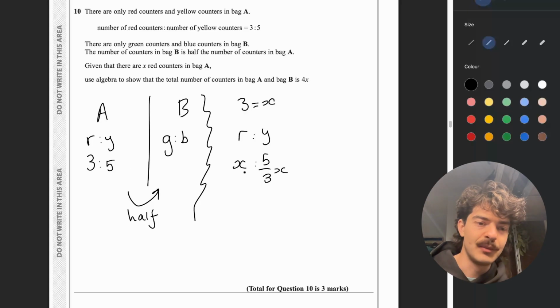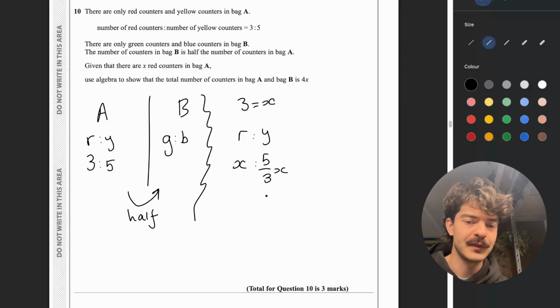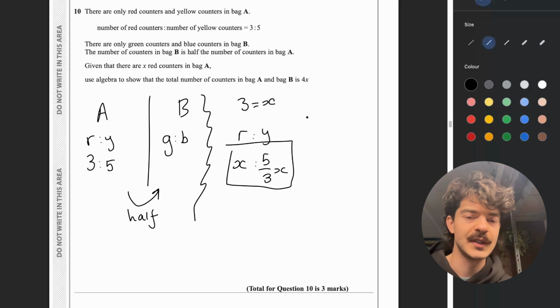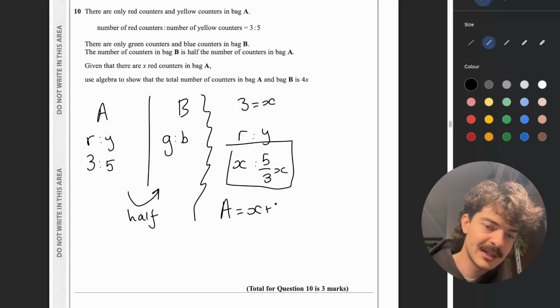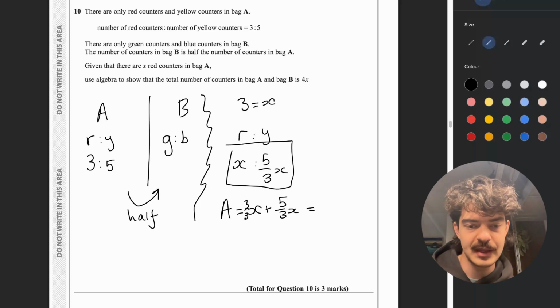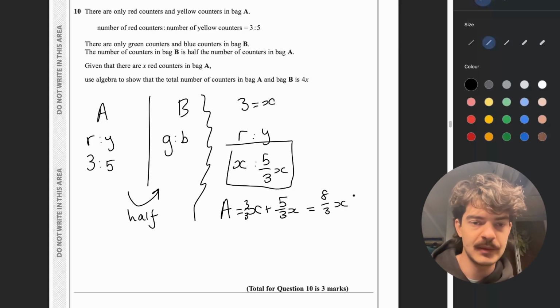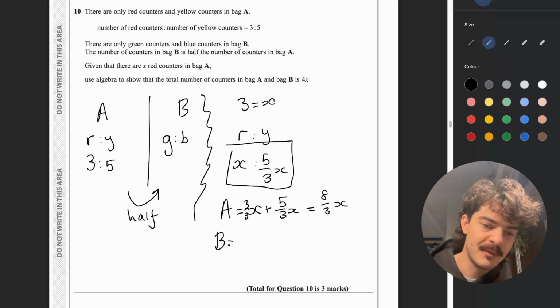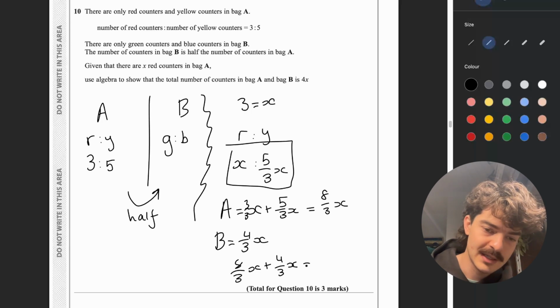How do we get to 5 from 3? Well, 5 over 3x. So if this now constitutes the total amount of counters in bag A, we can say that in A, we've got x plus 5 over 3x. In other words, what's that going to be? We've got 3 over 3 here, so we're going to have 8 over 3x. Now, if half of this is in bag B, then we know that we're going to have 4 over 3x. And now we can just add these two together. 8 over 3x plus 4 over 3x equals 12 over 3x, which is 4x.